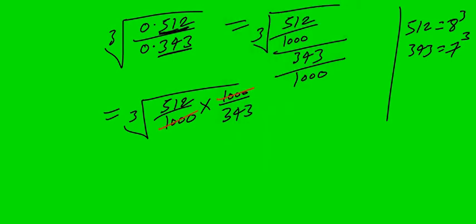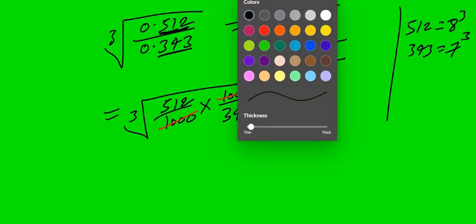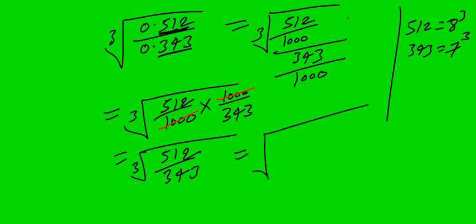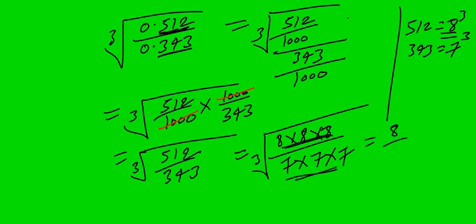So 1000 and 1000 cancel. What is left? Finally we have the cube root of 512 upon 343. Now you can write it, because you already know 512 is the cube of 8; otherwise you have to do the prime factorization and you will get the factors. So it will be 8 into 8 into 8, and this one will be 7 into 7 into 7. The triplets are completed, so it comes to 8 upon 7. So this is our solution.